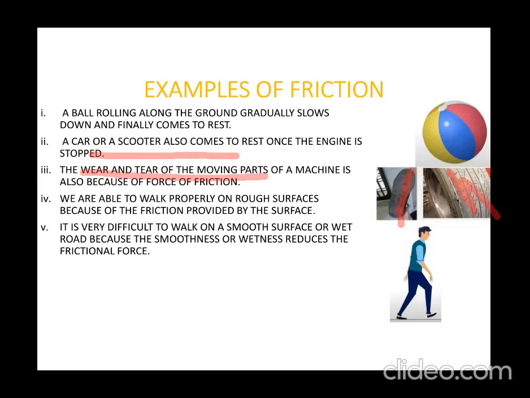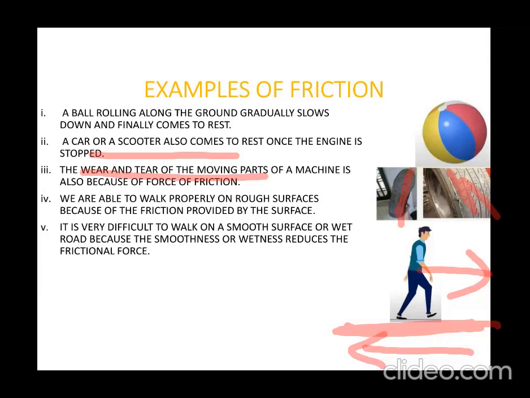And children, the biggest advantage of friction is we are able to walk on the ground because of the friction between our foot and the ground. See, we are moving in this direction and friction is acting in the opposite direction. Because of that only we are able to move. You might have seen, children, that when you just put your foot on a sticky surface or on a wet surface, there are chances that you fall down. Why? Because on a wet or a sticky surface, the friction is less.